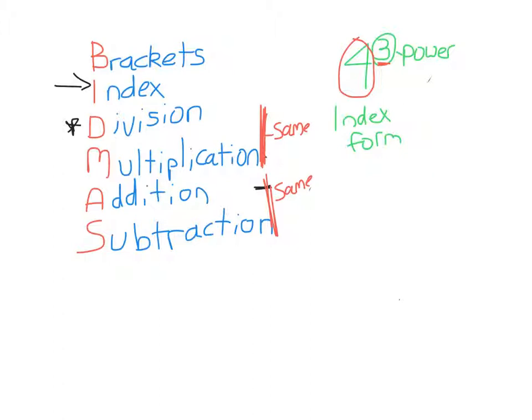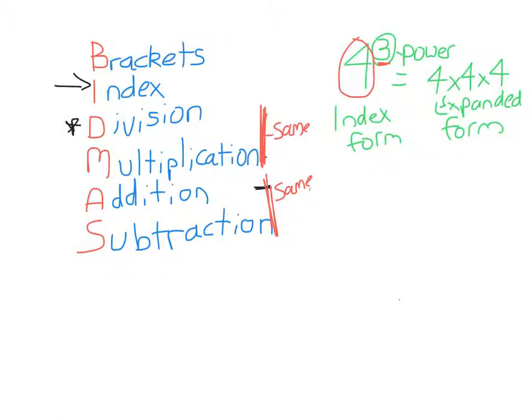So 4 to the power 3 is not 12. It's not 4 times 3. It's 4 times 4 times 4. You times 4 by itself 3 times. And this way here is called expanded form. So 4 to the power 3 is actually 4 times 4 times 4, which is 64.